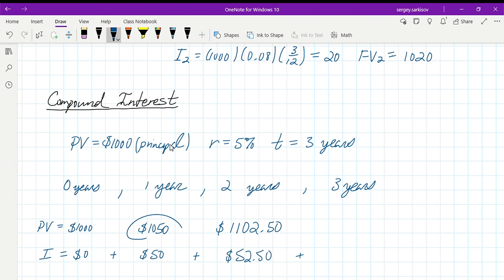$2.50, okay? So you see, it's growing more than just 50, 50, 50, like simple interest. You have now 50, and then you have 52.50, and then let's see what happens. If you do 5% of this now, 1,100.2.50, and you multiply by 1.05, well, let's do that just by 0.05. You get now more by $55. Okay, $55.